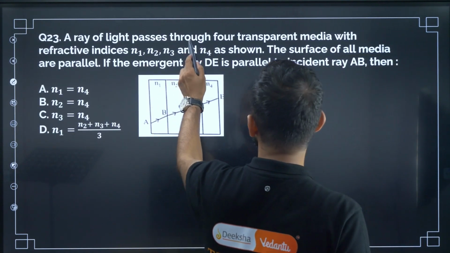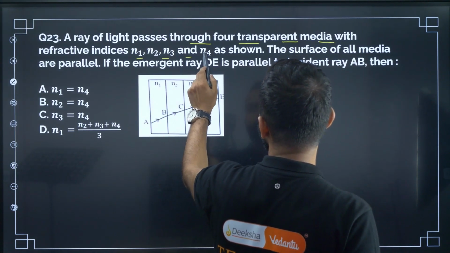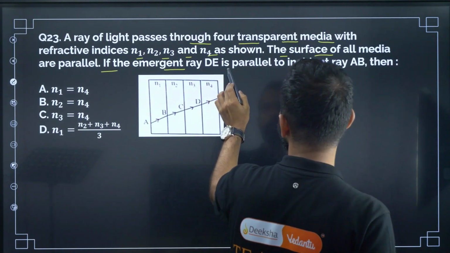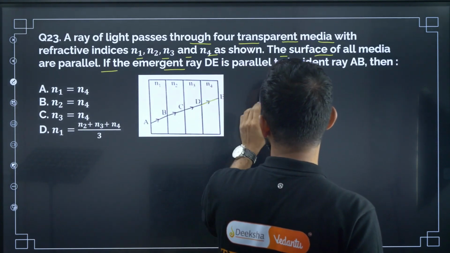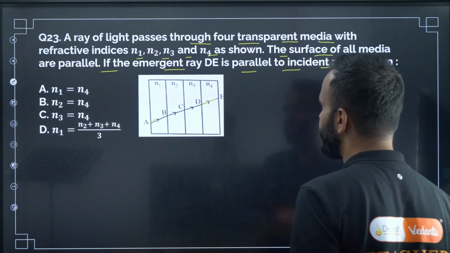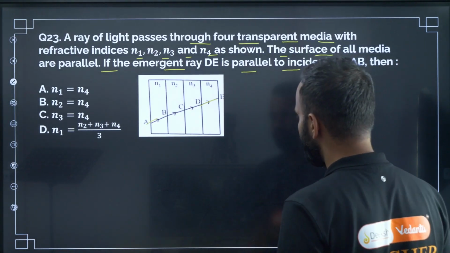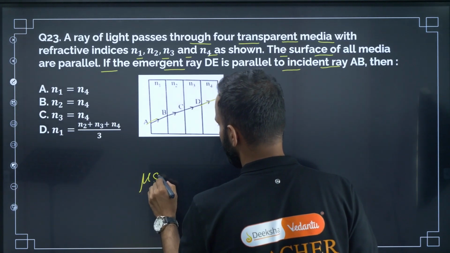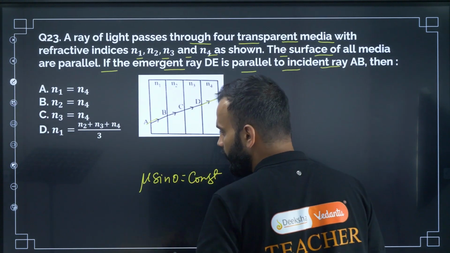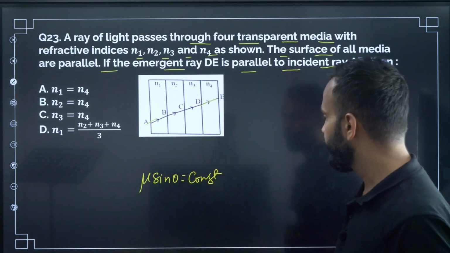A ray of light passes through 4 transparent media with refractive indices n1, n2, n3 and n4 as shown. The surfaces of all media are parallel, and the emergent ray DE is parallel to the incident ray AB. So for successive refractive index, mu sin theta is equal to constant. Everybody knows this one, right? If you don't know, then remember this.